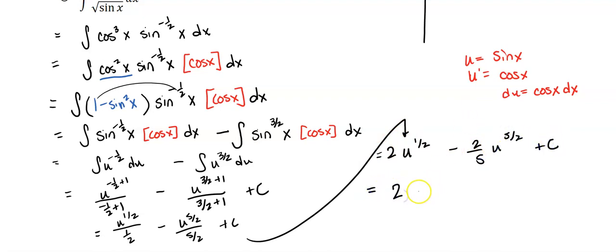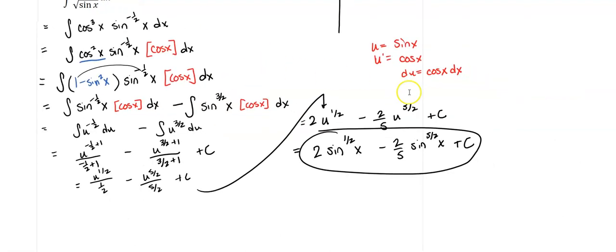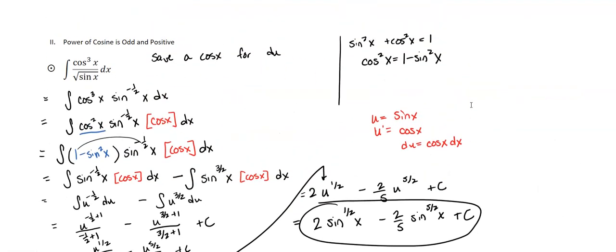And then we just plug our sine of x back in. So we'll have sine to the 1/2 power of x with a 2, and then minus 2/5 sine to the 5/2 power of x, all plus c. And that's your final answer. So you can see this problem from start to finish.